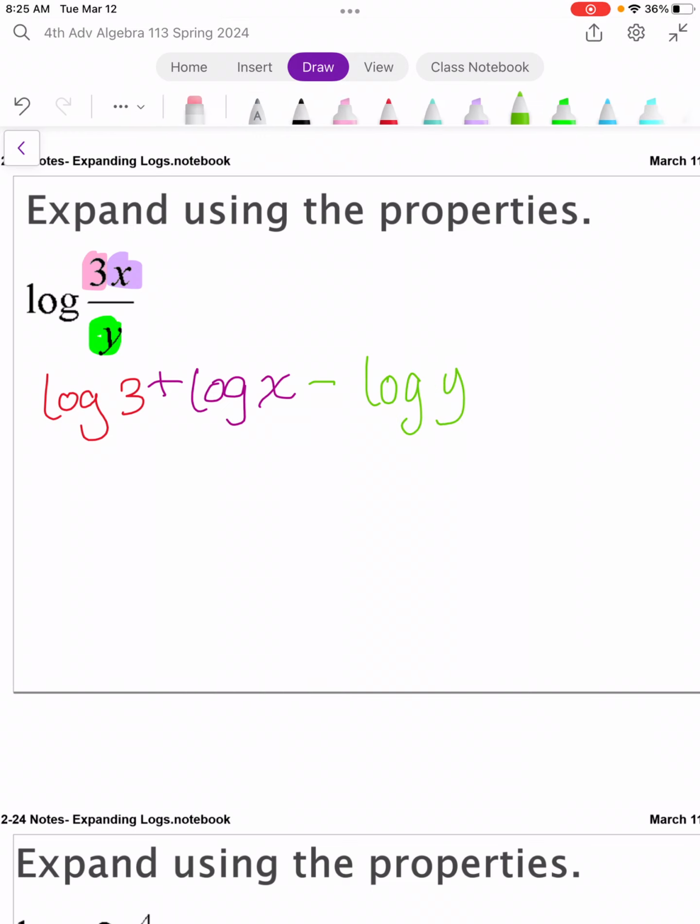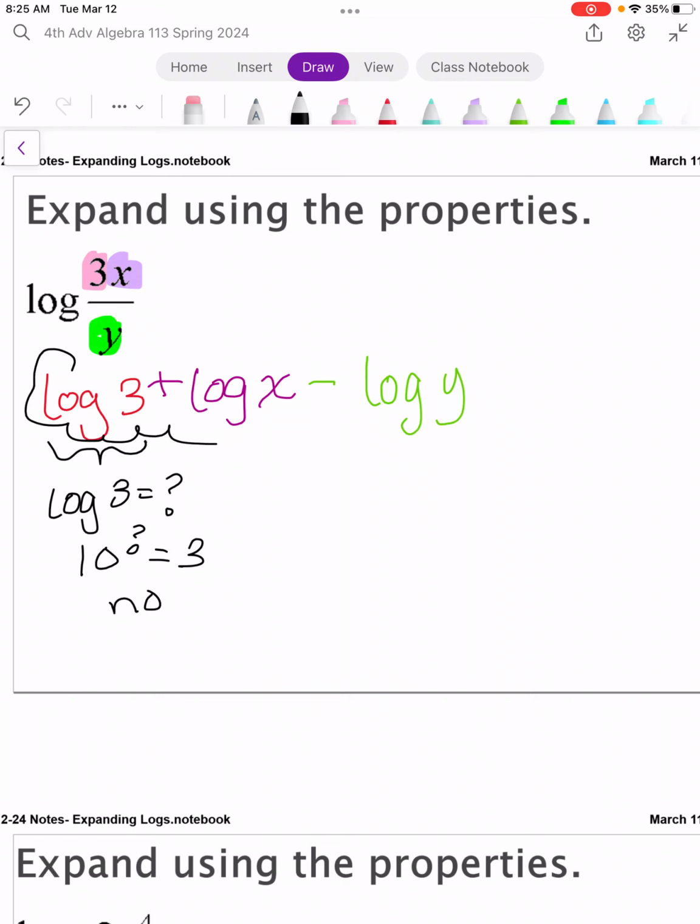Now I want to check, can the log of 3 be simplified? So that would mean that, I'll write this as log 3 equals something. So does 10 to some power equal 3? No. So this is as simplified as it can get.